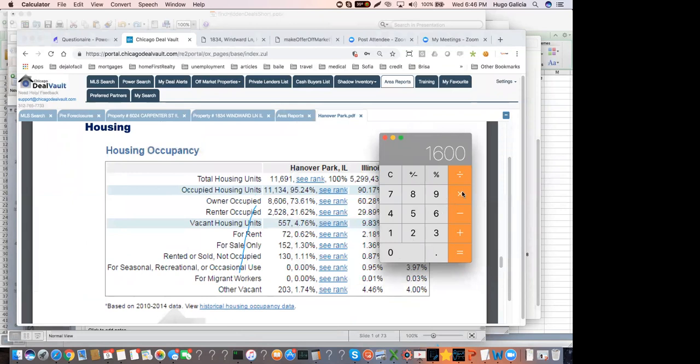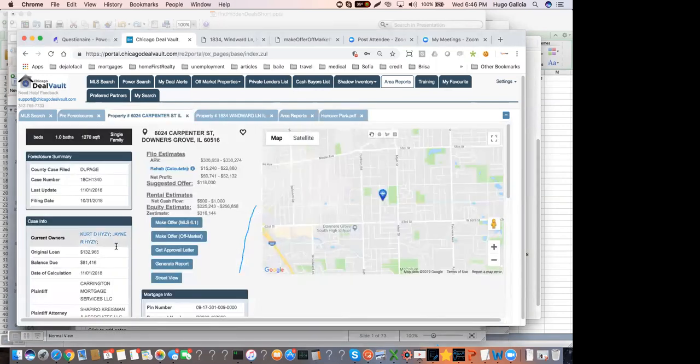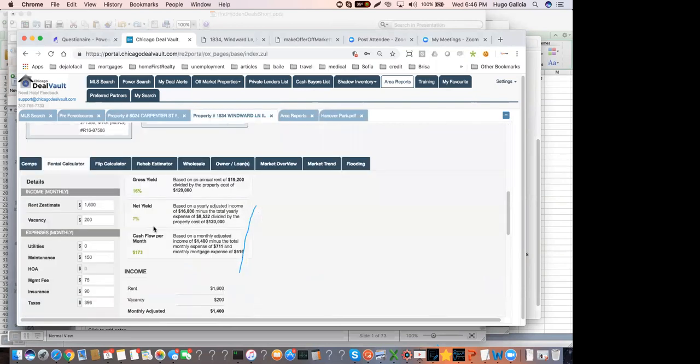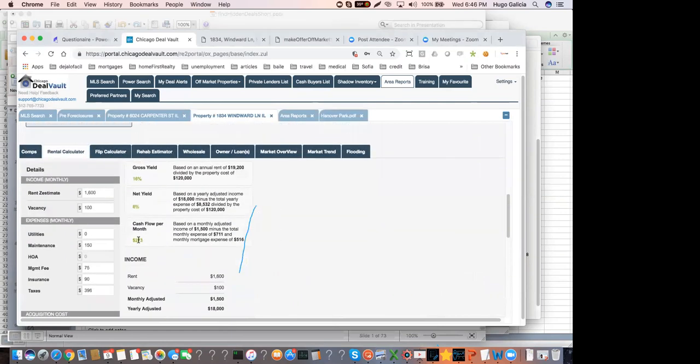So 1,600, I'm going to multiply this by, I'm going to be conservative and have a 5% vacancy rate. So I'm going to multiply that times 5%, okay? So the vacancy rate is going to be $80, okay? 5% vacancy rate. So that's how you can also compute that. So this is our $80. So even if we do 100, obviously the numbers are going to work, okay? So I just go down and calculate. So the numbers are going to continue to work. It has positive cash flow.